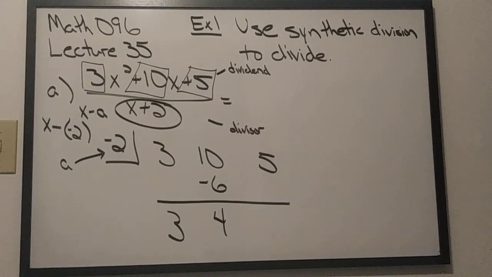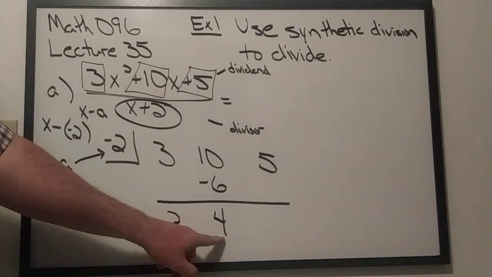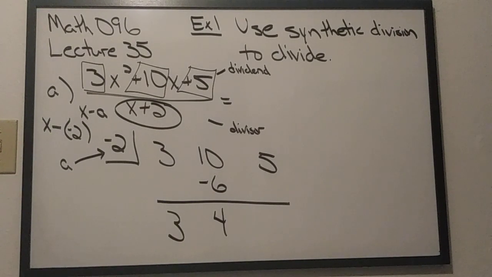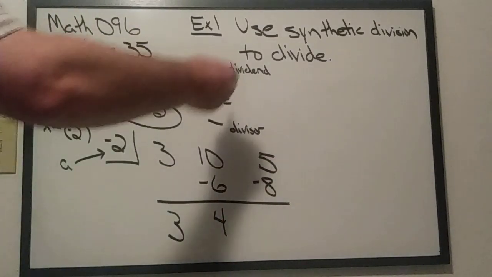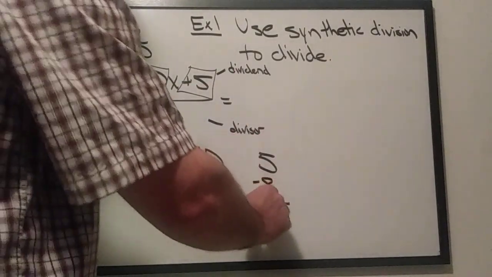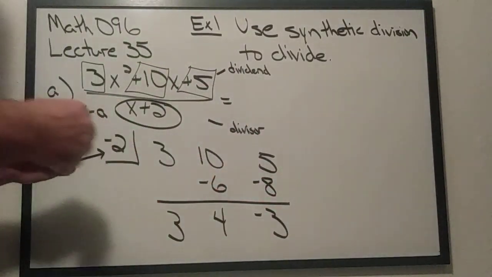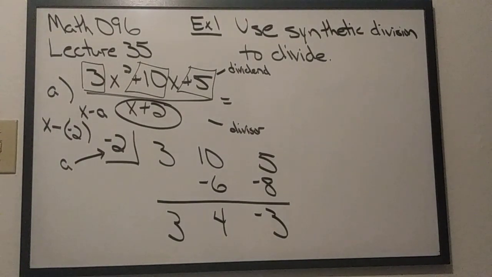Step number 7 then says repeat this process of multiplying and adding until you run out of columns. So, okay, I'm going to multiply the negative 2 in the box times the 4 down here in row 3. Negative 2 times 4 is going to be negative 8. And then I add that column. 5 plus a negative 8 is going to be a negative 3. So at this point then, I'm done with the synthetic division, but I'm not done with the problem.